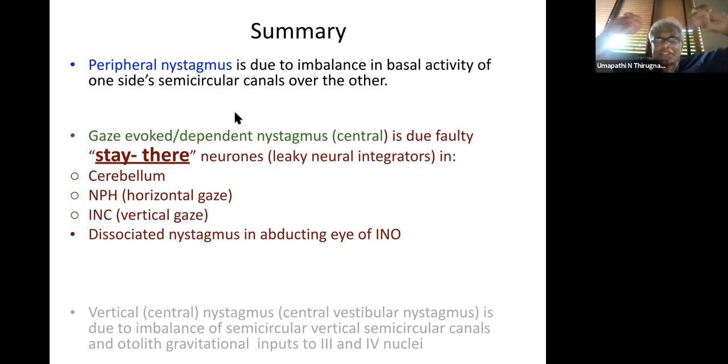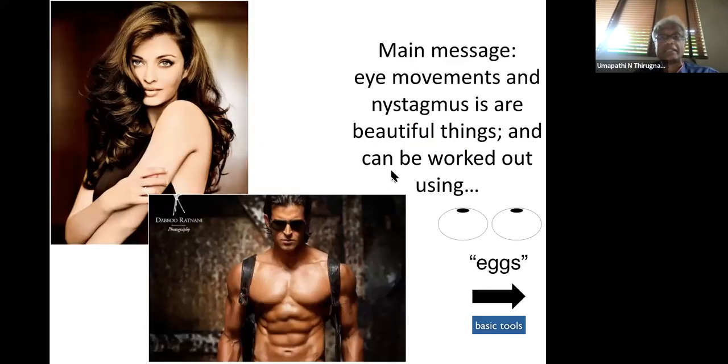Okay, so therefore, vertical nystagmus cannot be due to a peripheral pathology because it's so difficult to selectively involve symmetrically only the superior semicircular canal or the posterior semicircular canal. Most of the time the pathology involves all semicircular canals of one side. So therefore, vertical nystagmus can never be peripheral, always central. Okay, and that's the summary for the last part. I hope I've convinced you that eye movements and nystagmus are indeed beautiful, and you don't need any memory work for it.